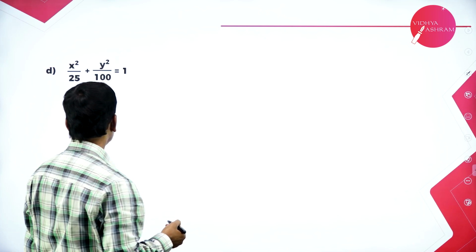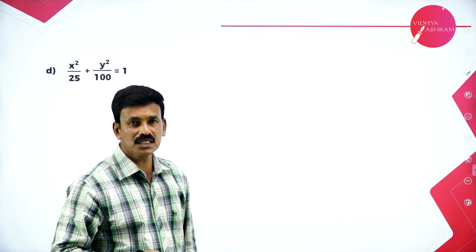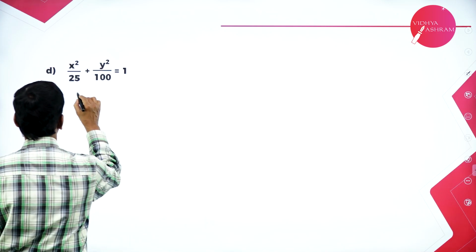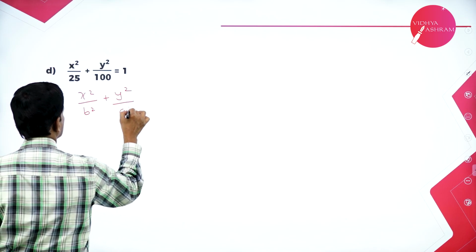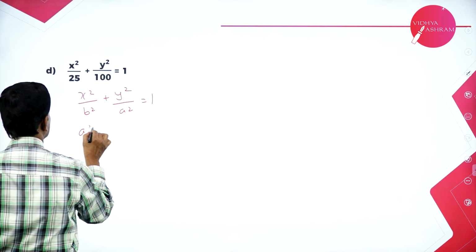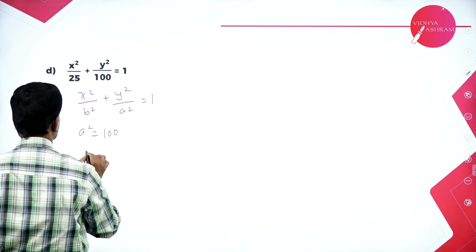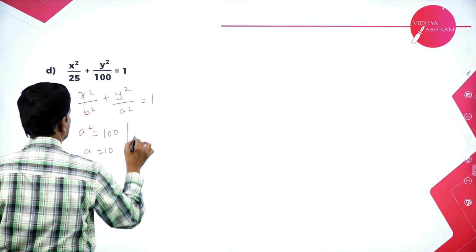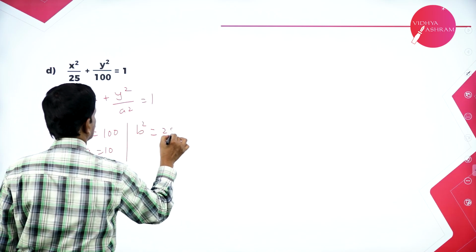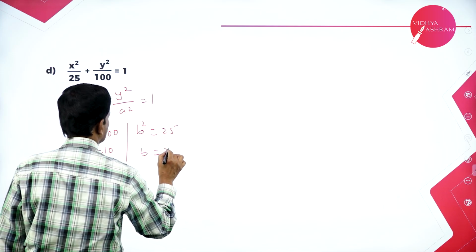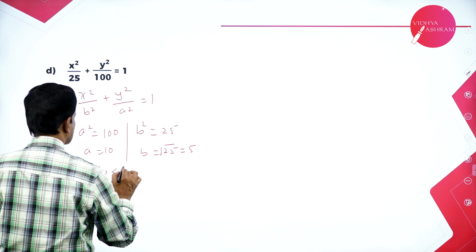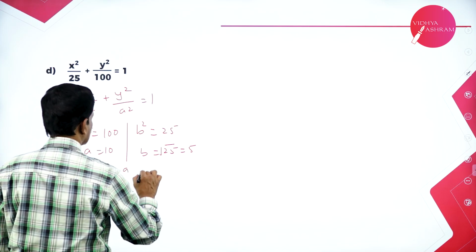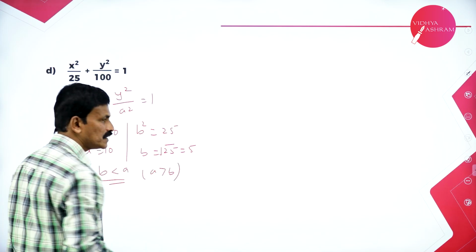X square by 25 plus y square by 100 is equal to 1. This is of the form x square by b square plus y square by a square is equal to 1. So what is a square? A square is equal to 100, a is equal to 10, b square is equal to 25, b is equal to square root of 25, that is equal to 5. So here b is less than a, that means a is greater than b, right?